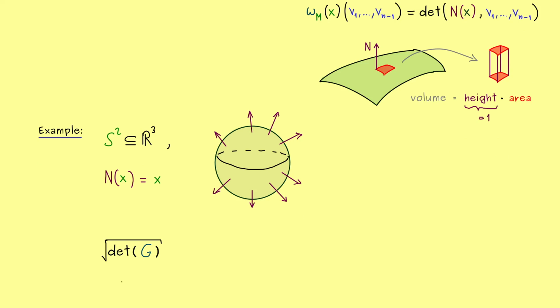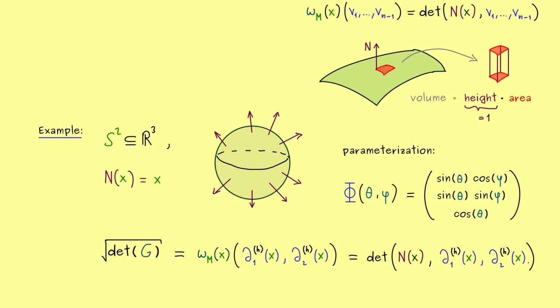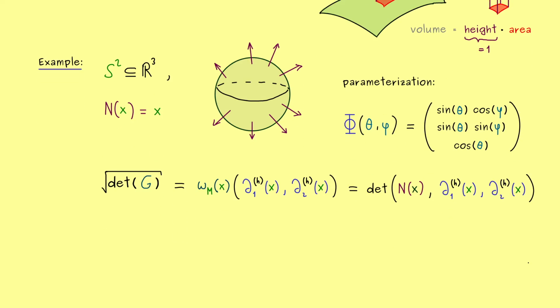And now we know in general, this determinant or the square root of this determinant is the important ingredient of the canonical volume form. And if we take our standard parameterization with spherical coordinates, we already know how to calculate that. Namely, we just have to put in the coordinate basis with respect to this parameterization. And now we know that we can calculate this whole thing just by using the determinant in R3. The first input we have is n of x and then the two tangent vectors. And that's it, that's all we have to do. Now just calculate the determinant here.